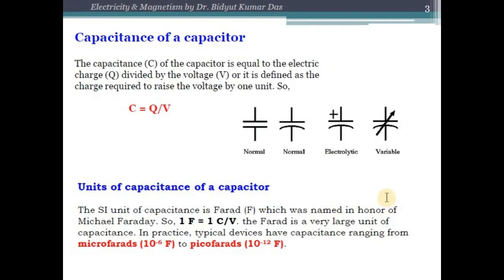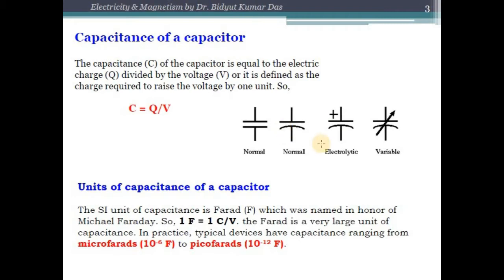So what is the capacitance of a capacitor? The capacitance of a capacitor can be defined as the net charge required to raise the potential by 1 unit. So if we consider the capacitance of a capacitor as C, then C is equal to Q divided by V, where V is the potential difference between the two plates. These are the representations of capacitors in a circuit.